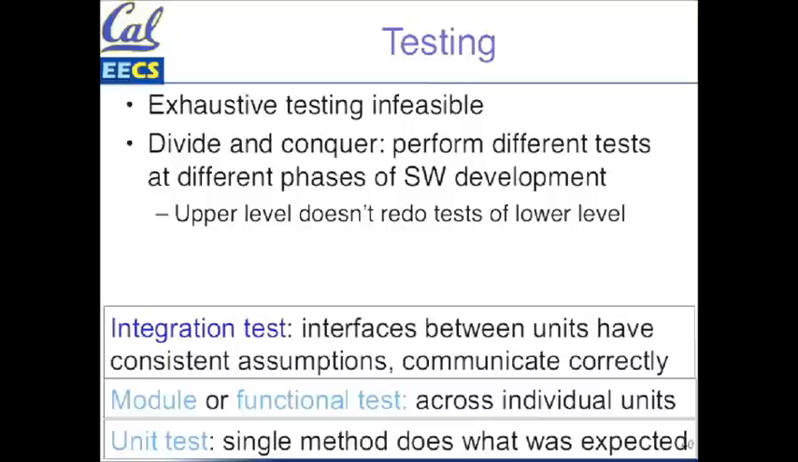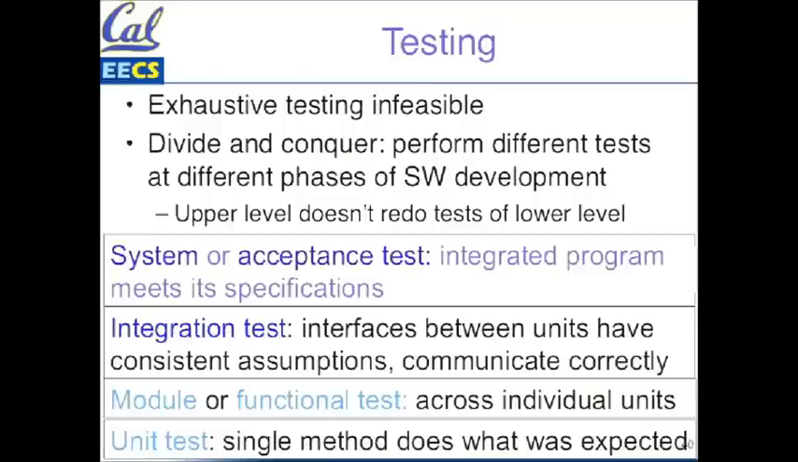Integration testing is above the module, testing interfaces between units, making sure the assumptions are correct and they can communicate. And at the top of the stack is system test or acceptance test, where the integrated program is tested to see if it meets its specifications. Those are the names for the different types of tests. This is the strategy you would use, and we'll do that in this class.